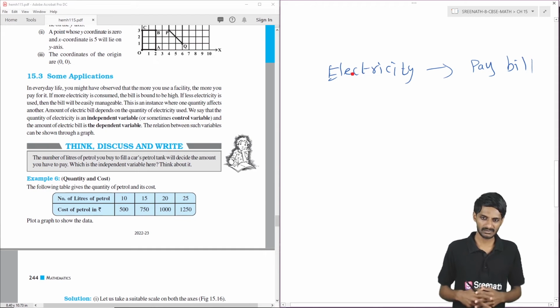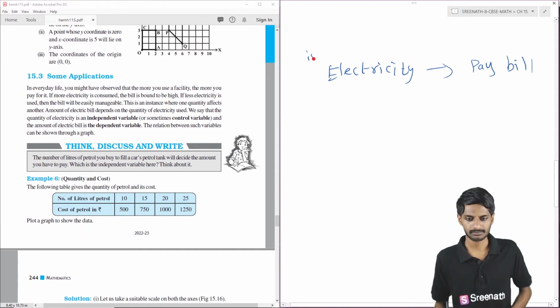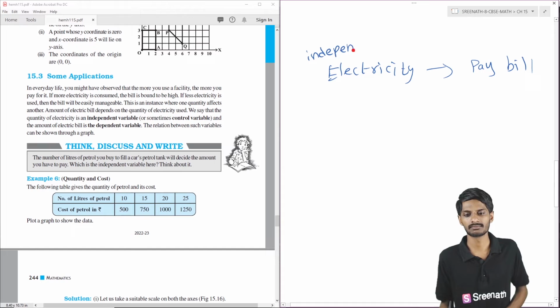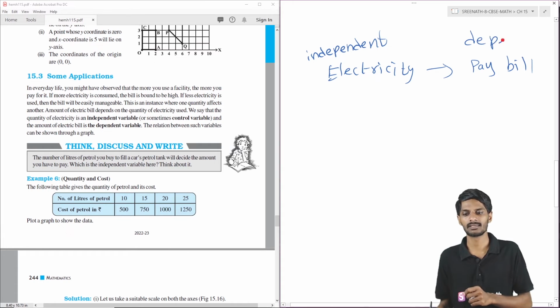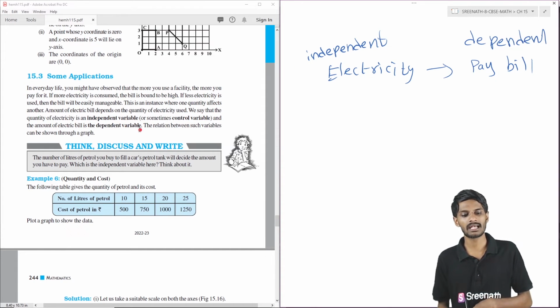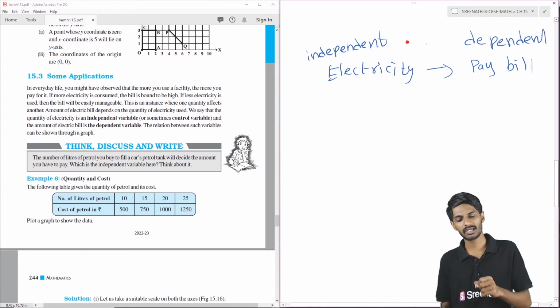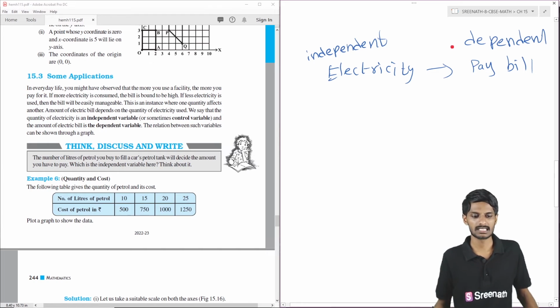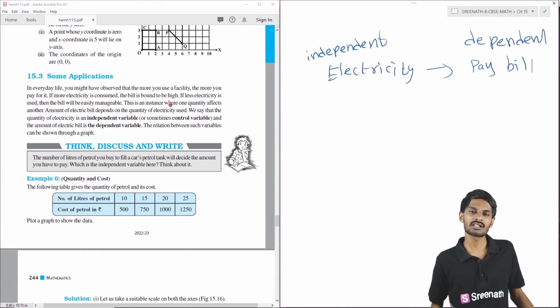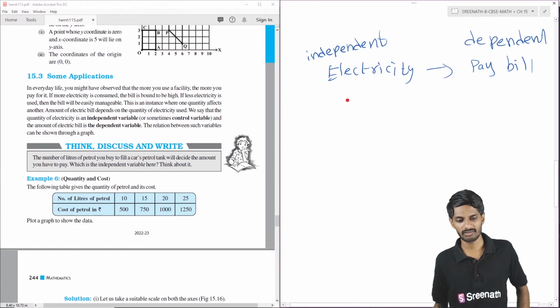So here the electricity is the independent variable. It does not depend upon anything. But here the bill payment is dependent. So we have the independent variable and the dependent variable, students. Okay, that is the thing, students. In graphs also there are independent and dependent variables, students.